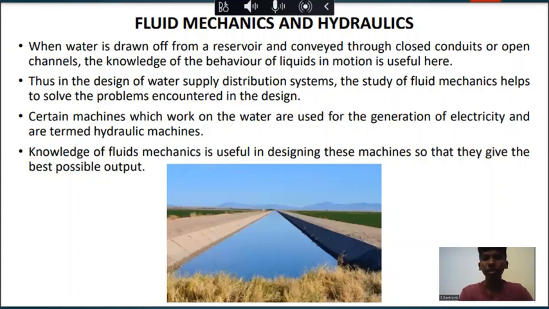So, by studying fluid mechanics, we'll know about the pressure or the force exerted by these fluids over the constructions and whether the construction will be able to withstand that pressure. So, let's see further.